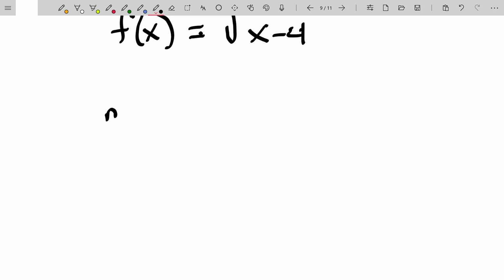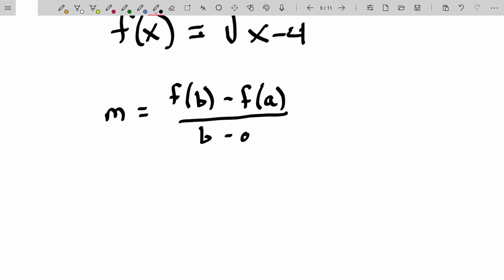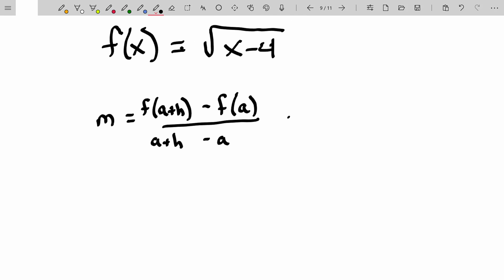So you're saying, I need to know what the slope is, and the slope is, remember, f of b minus f of a all over b minus a. But again, in calculus, that b is often much better written as a plus h, because it's just a plus a wiggle. That's all that b is. It's a slight wiggle away from a. And now if you write it that way, you'll see that that denominator cleans up significantly.